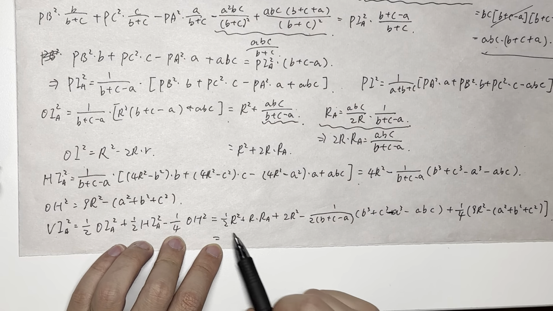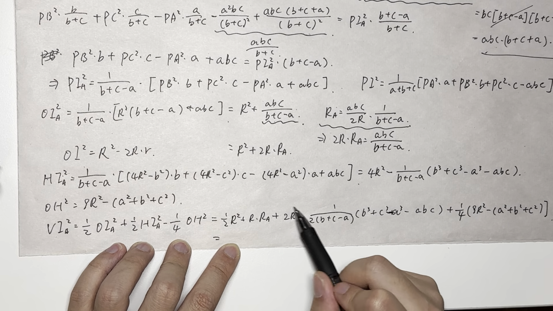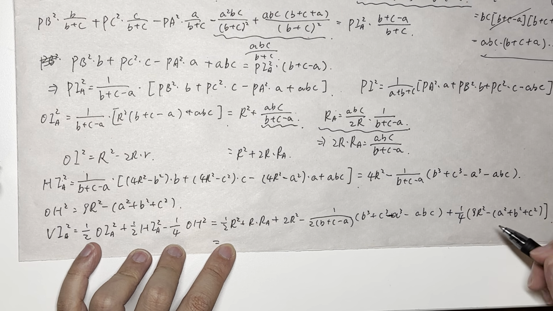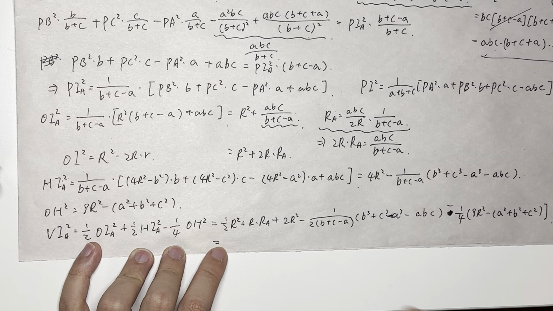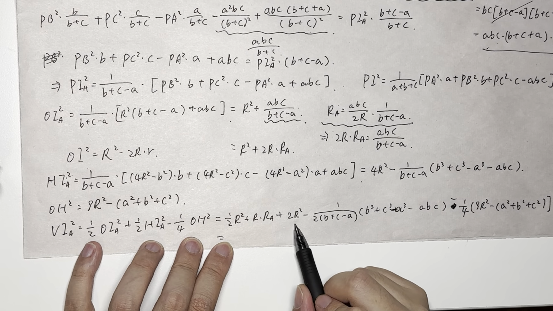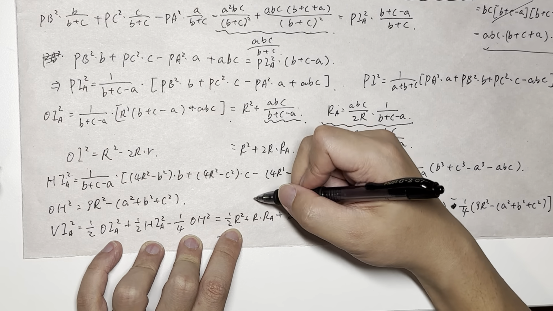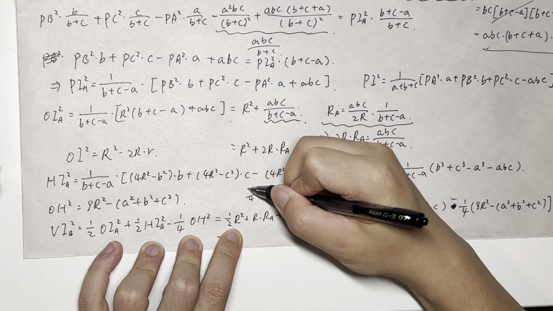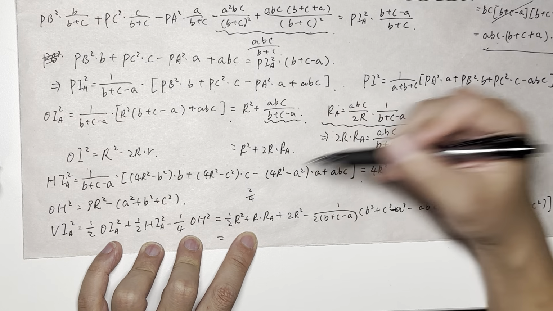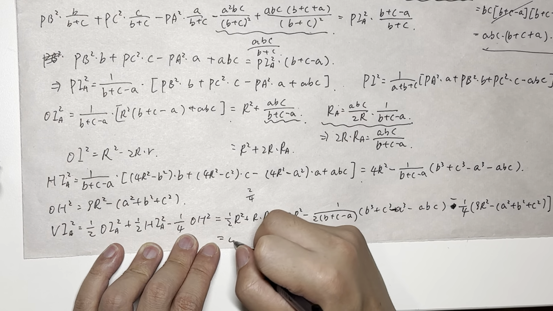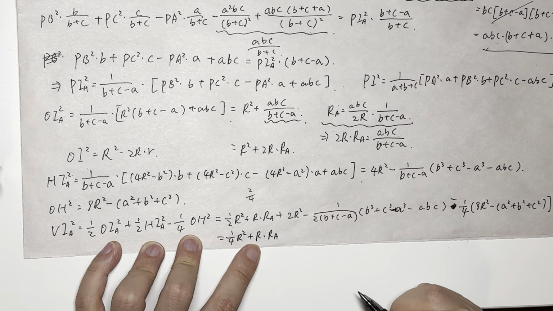So it equals 2. Let's just collect the r squared first. Here is 2r squared. Wait, this should be minus, right? Yeah. So this one is like 2 by 4 r squared, right? This is 8 by 4, so total is 10 by 4, and here is 9 by 4, so we have a quarter r squared left plus r times ra, right?